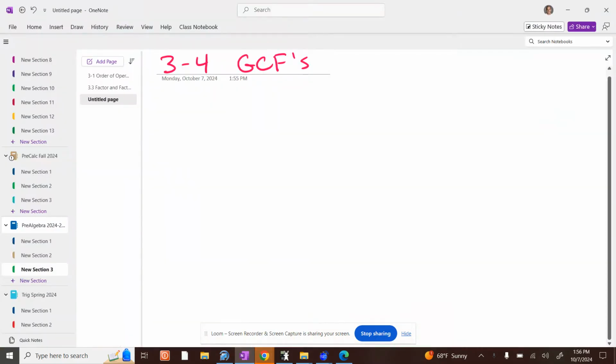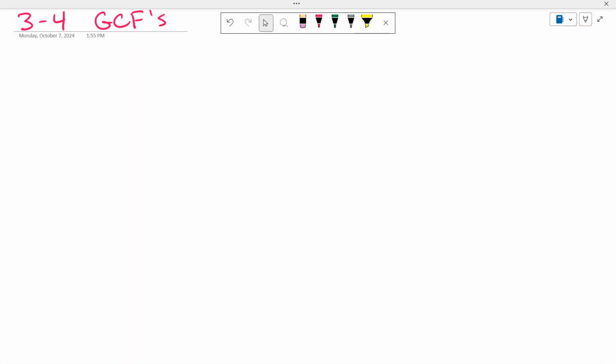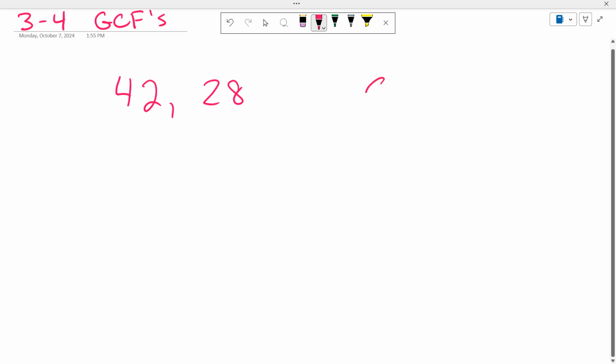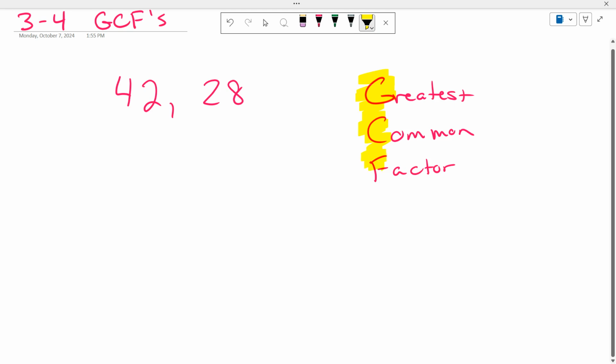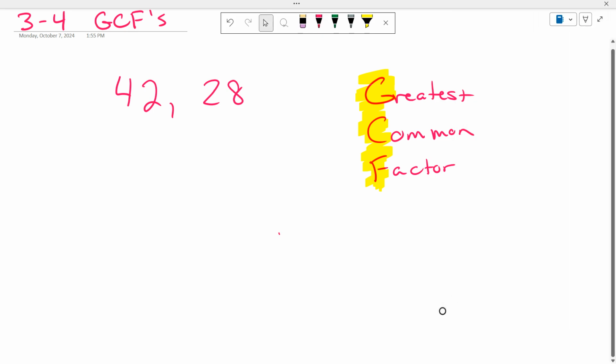All right, greatest common factors. So, if we have two numbers like 42 and 28, and you're told to find the greatest common factor, that's also known as a GCF, greatest common factor. What we can do is make a factor tree and write the prime factorizations.